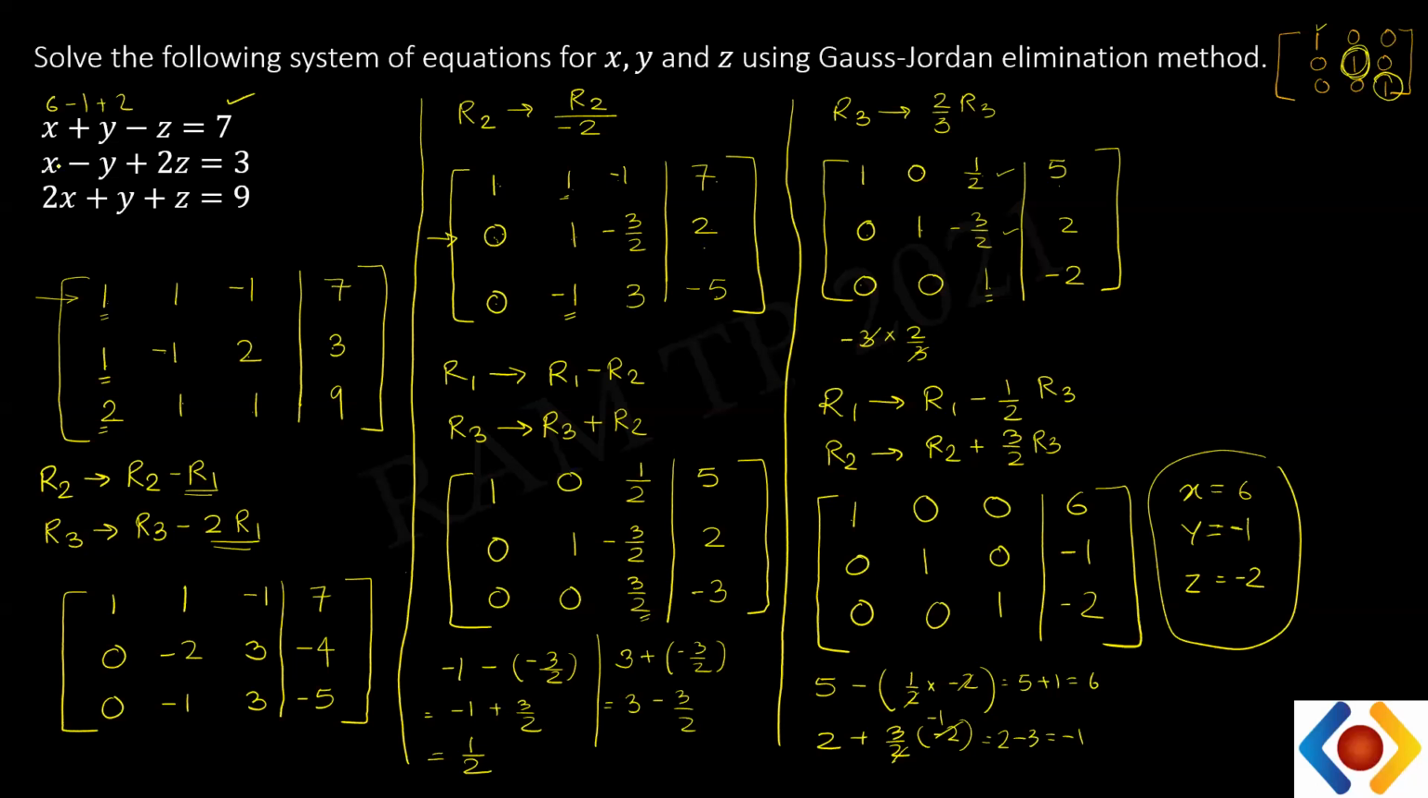Okay, 6 minus y, minus -1, so that becomes +1. 6 plus 1 is 7. And then 2 times z is 2 times -2, which is -4. So 7 minus 4 is 3. Yeah, that's very good.